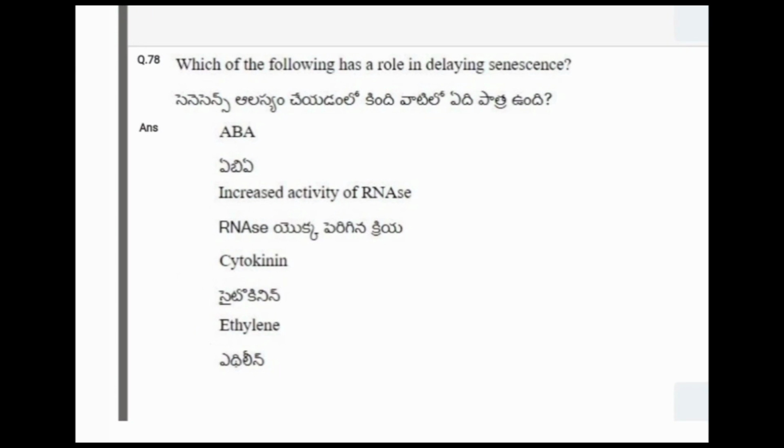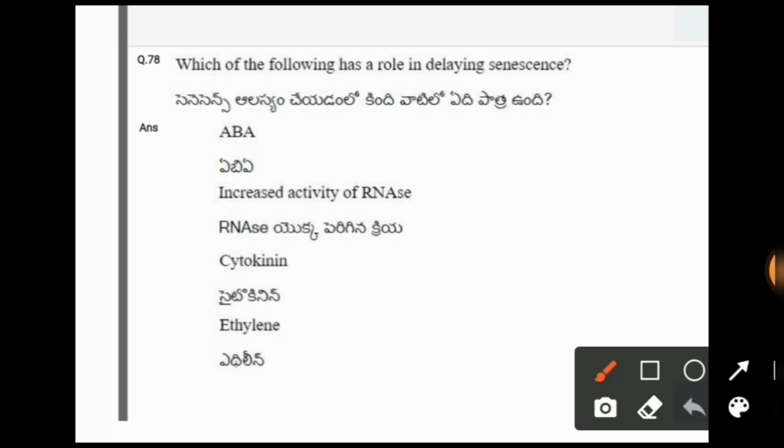Next question. Which of the following has a role in delaying senescence? The options are ABA, nothing but abscisic acid; second, increased activity of RNAase; third one, cytokinin; and fourth one, ethylene. The correct option is cytokinin, which is a growth promoter that delays senescence in plants.